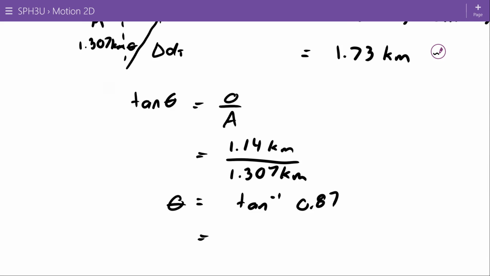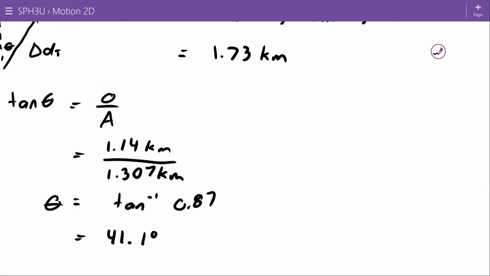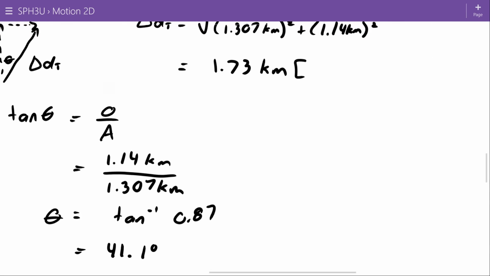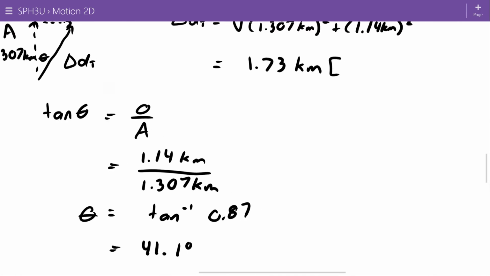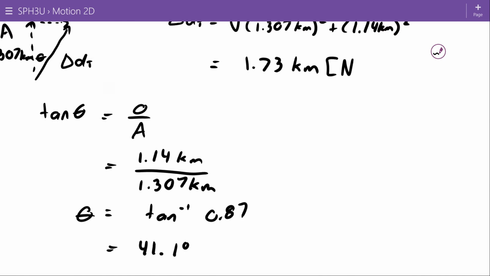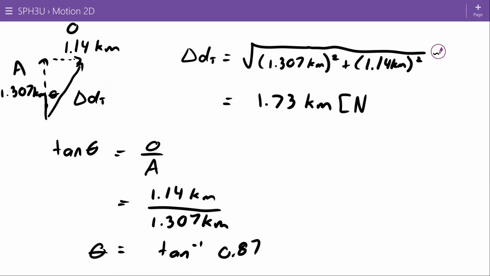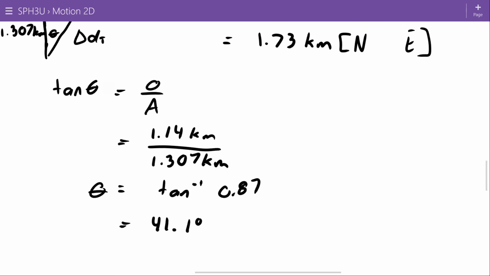Again, I think I mentioned this in a previous video, but make sure that your calculator is set to degrees. We're doing everything in degrees. If you can do all this in radians, of course, but you want to make sure your calculator is set to what you're trying to do. So that means it's north. See, I went north here first, then east. So it's 41.1 degrees east, north of east.